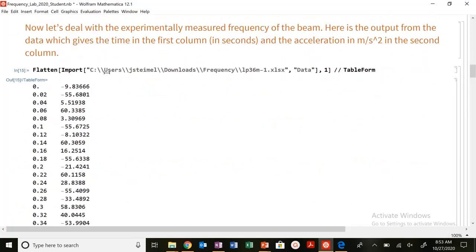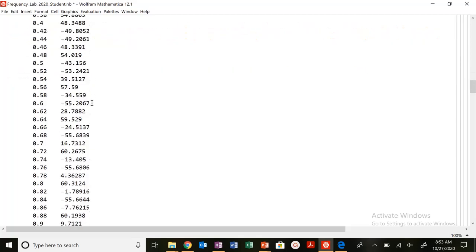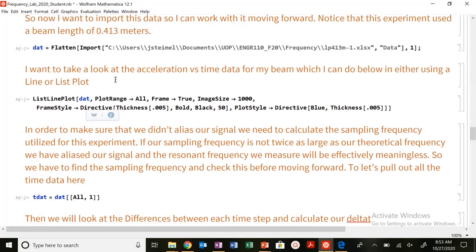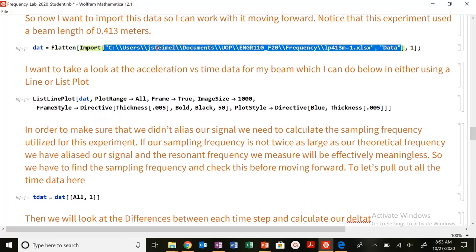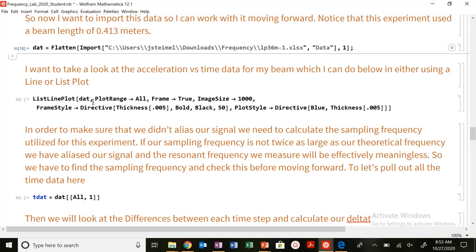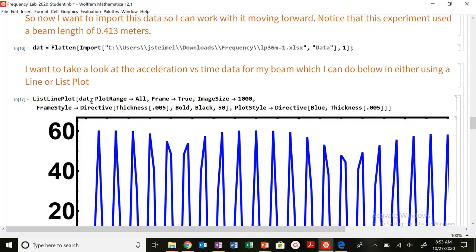And bias errors. So this is the raw data set again. Time in seconds, acceleration in meters per second squared. I could look at this a little bit nicer. Let me copy and paste it in. So this is my data. Let's look at how it looks.